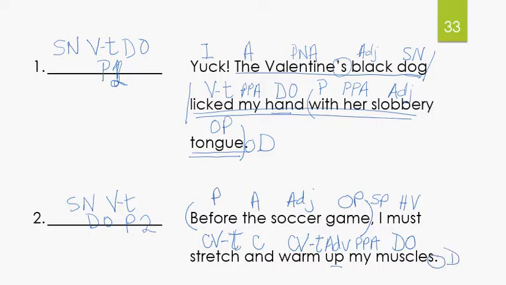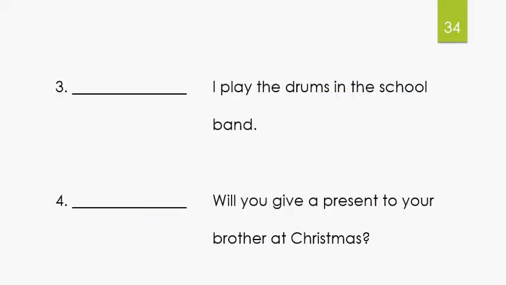Period, statement, declarative. Go to the verb. Remember, you're dividing it right in front of the helping verb. Underline your complete subject, which is I, once, and your complete predicate, which is must stretch and warm up my muscles, twice. And also, when is all that happening? Before the soccer game. So you're going to underline that twice as well. Good job. All right, let's go to the next sentence.